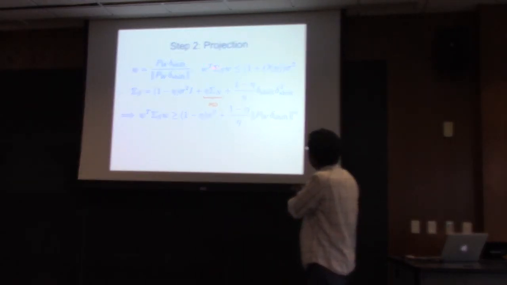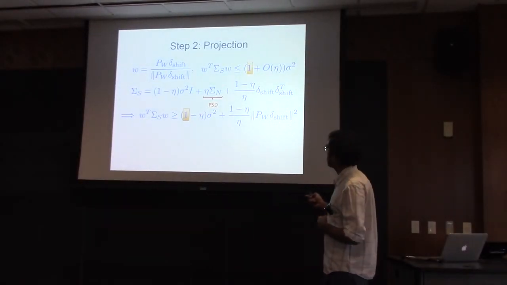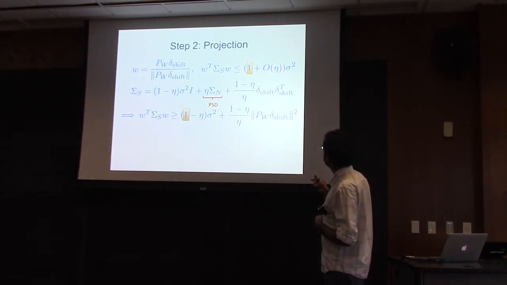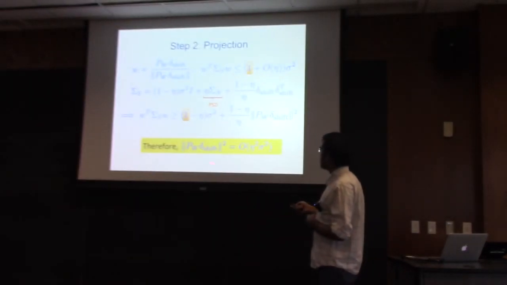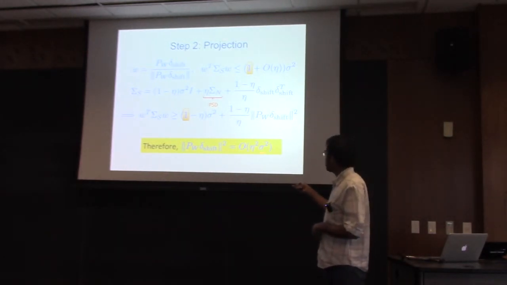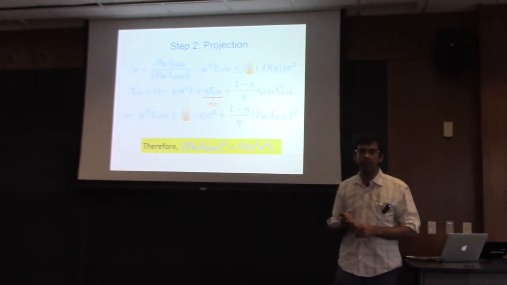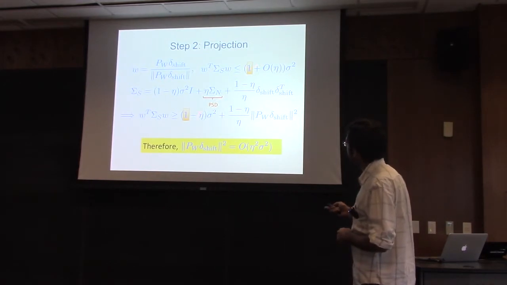Okay, so I have a lower bound and an upper bound, and if I combine them, notice that these two terms cancel, the leading term cancels. So then the next leading term is just order eta sigma square here and order eta sigma square here. So putting it together, the length of the mean shift vector will be like eta square sigma square, length squared. So this was key, that the leading term cancelled.